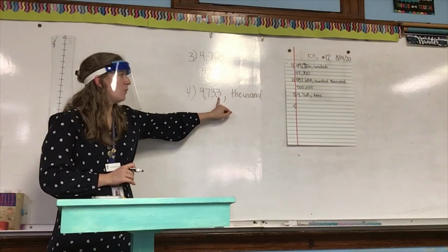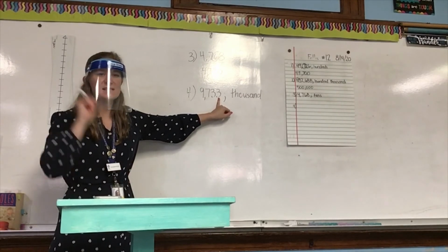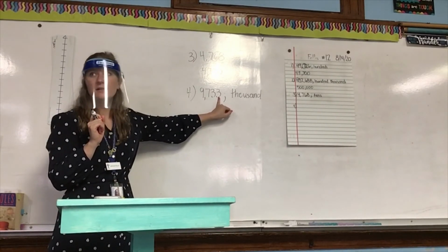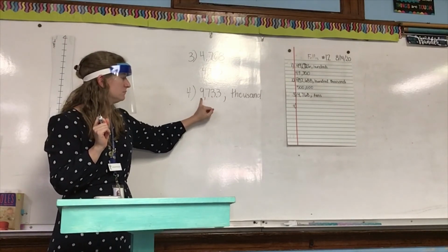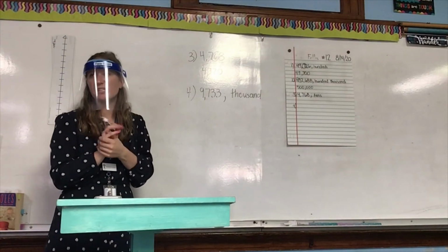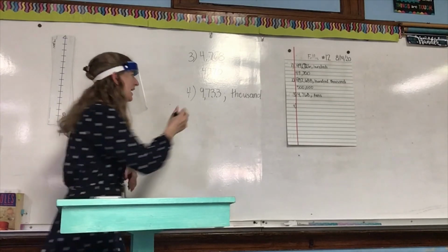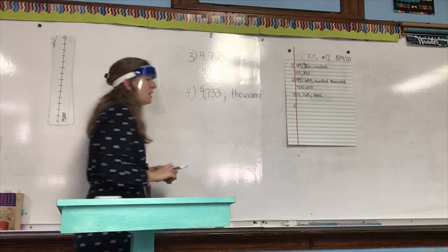Class, we always start with what place on the right? Ones. Tens. Hundreds. Thousands. So which digit are we circling? The 9. Ethan, what is step 2?